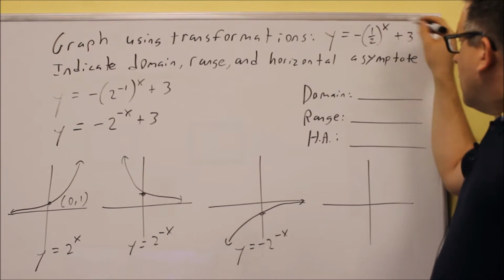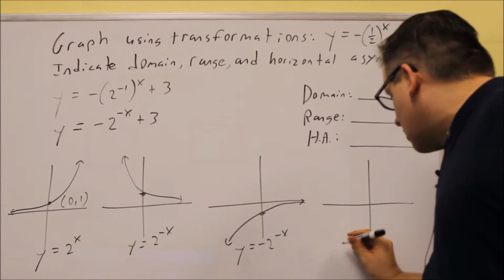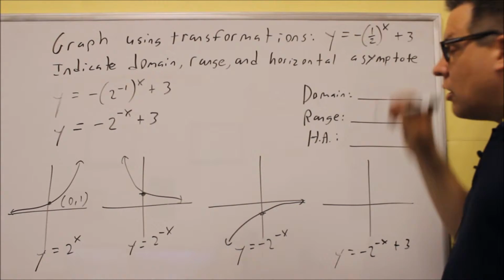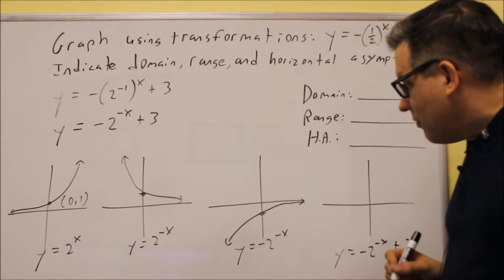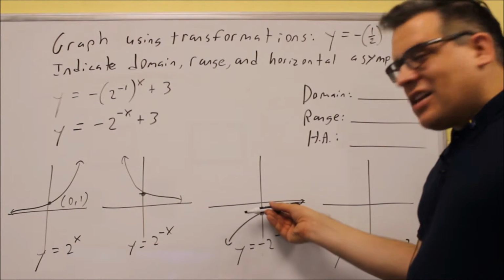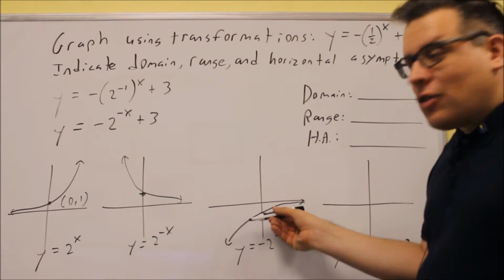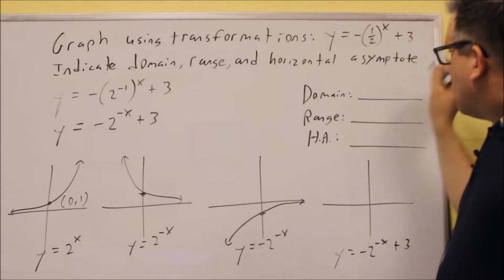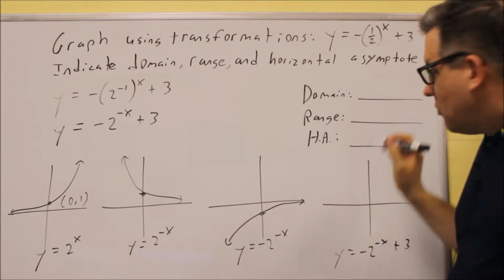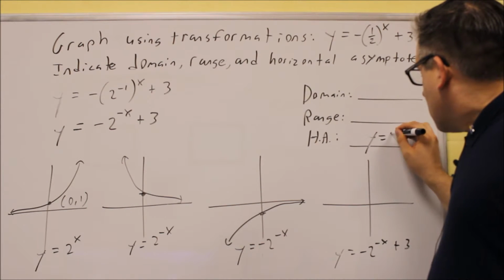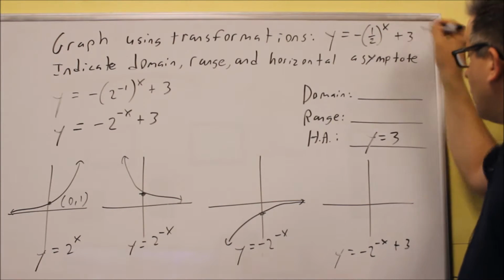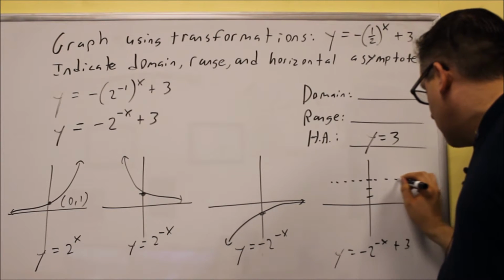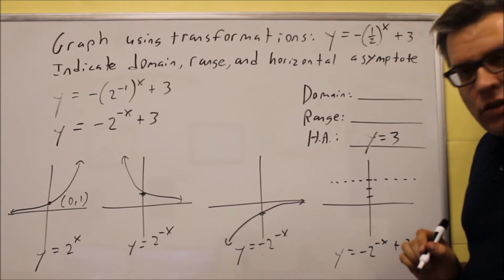The last thing we want to do is add the plus 3 to it. So we're going to do y equals negative 2 to negative x plus 3. That's going to be our final graph. So we're going to take this and add 3, so the whole graph will shift up 3. We can find the horizontal asymptote because that's the number right after the exponent part of the equation. So it's going to be y equals 3. We can show that here. We're going to draw the horizontal asymptote with a dotted line.